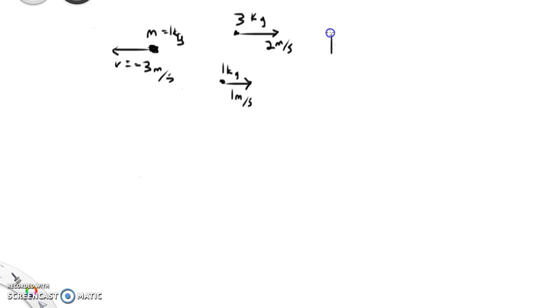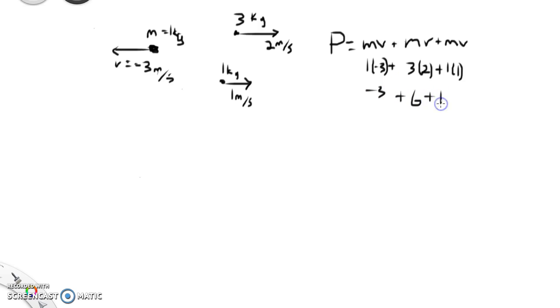Well, the way that we do that is by adding the momentum, remember m times v, for each piece in our system. So we're going to add up the momentum for all 3 and see what we get. The momentum for the first piece, this one right here, for the second one here, 3 times 2, and this last one, 1 times 1, we get negative 3 plus 6 plus 1 for a total momentum of 4 kilogram meters per second.